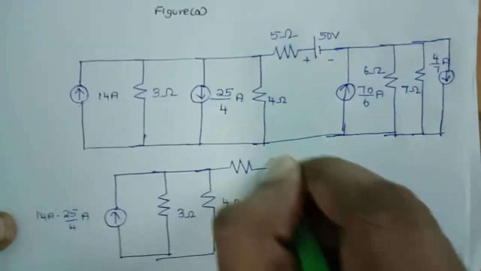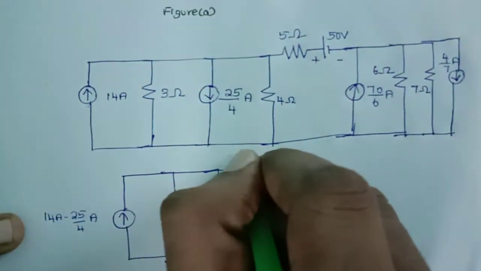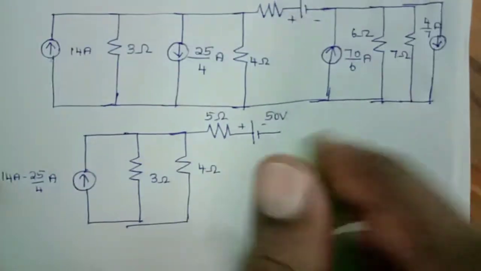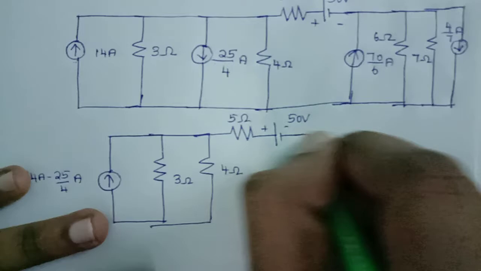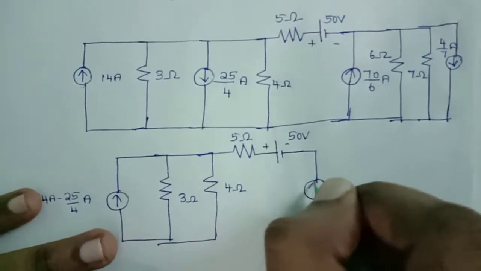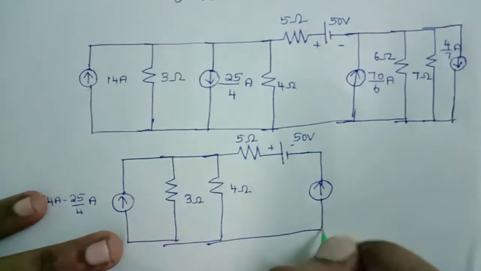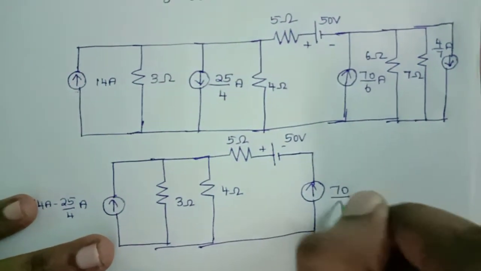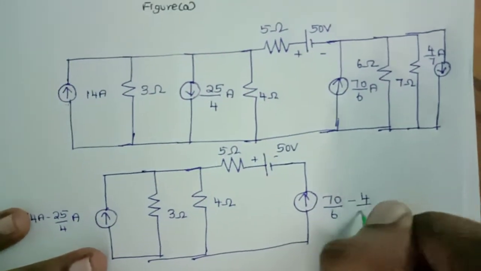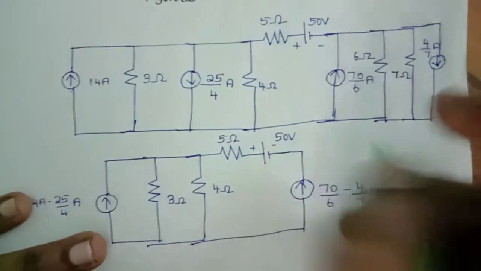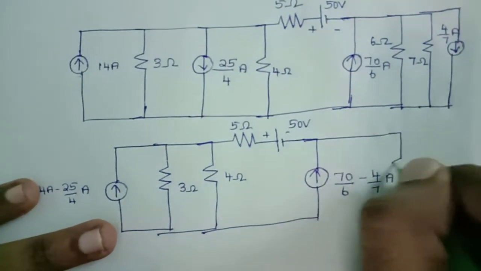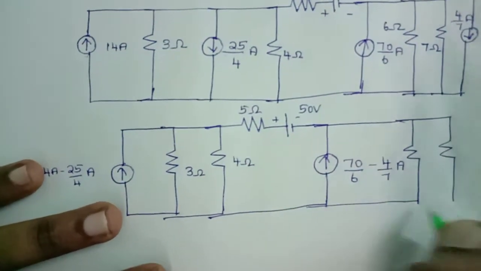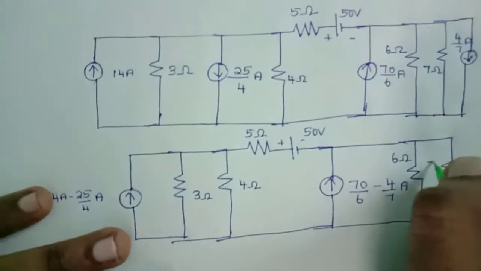Again you draw the basic circuit, and here you have 5 ohm and here you have 50 volt. Again you see this 70. In simplification I am taking a single source, because 70 going upward is positive and downward is negative: 70 by 6 minus 4 by 7 amps. Again 6 and 7 are in parallel, so I am drawing the parallel circuit. This is 6 ohm and this is 7 ohm.